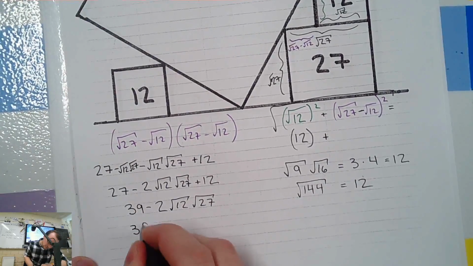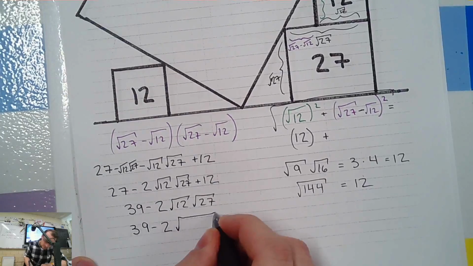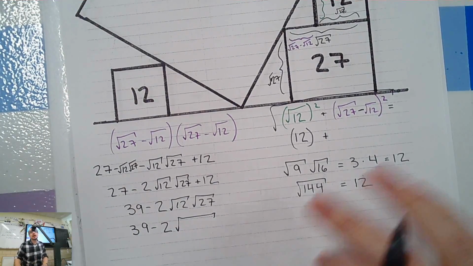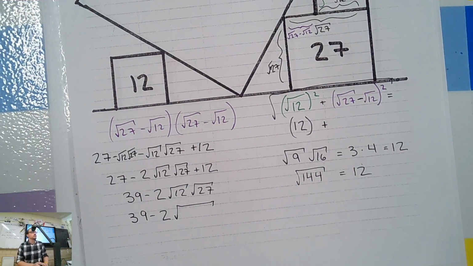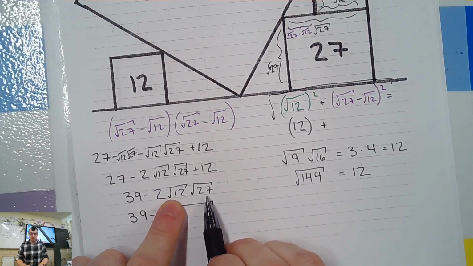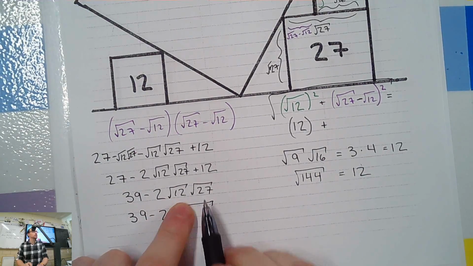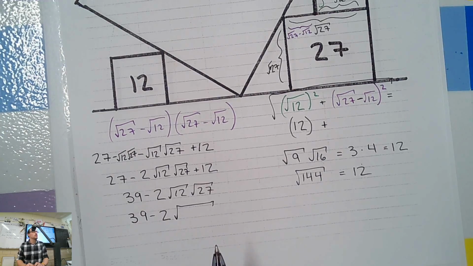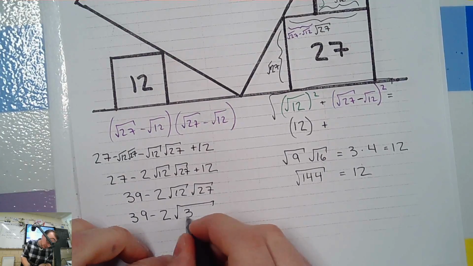So I can write this as 39 minus 2 times, we need 12 times 27. How would you do that? 27 times 10, 270. And 27 times 2. What's 27 times 2? 54. So we have 270 plus 54, 324.